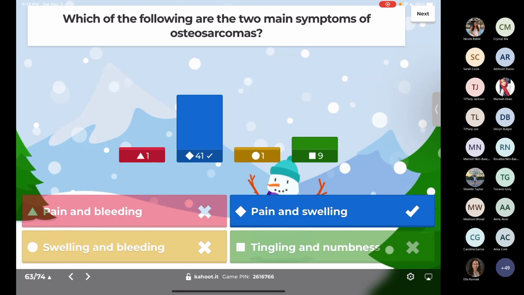All right, good job, guys. Your symptoms will be pain and swelling.